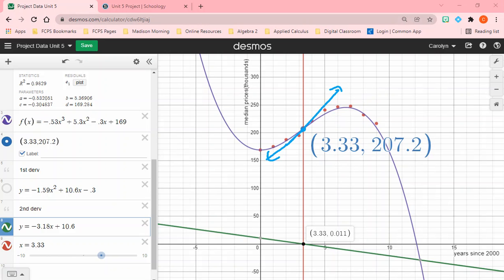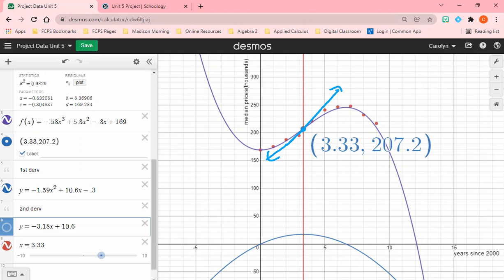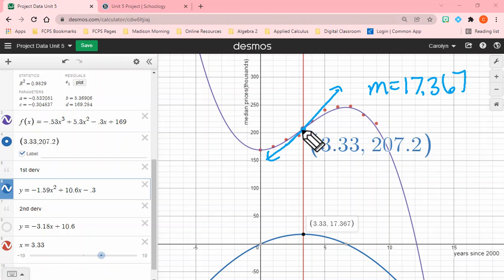But if I want to know what the slope is for sure, I'm going to unclick the green graph because I don't need the second derivative now. I'm going to click on the first derivative graph, right? That's the one that tells me about the slope. Notice if I click, look at the x coordinate, look at the y coordinate. The slope is 17.367 because it comes from the first derivative.